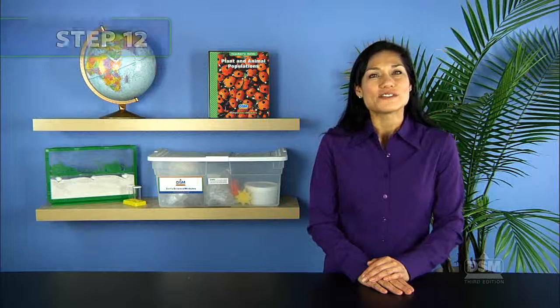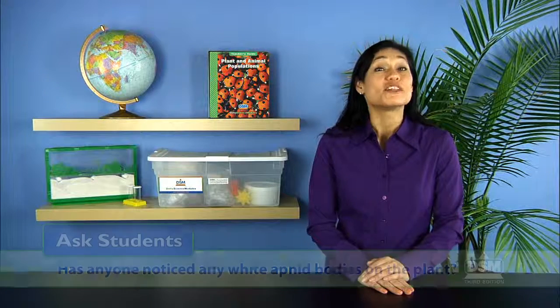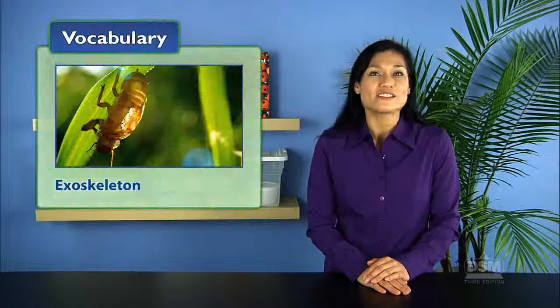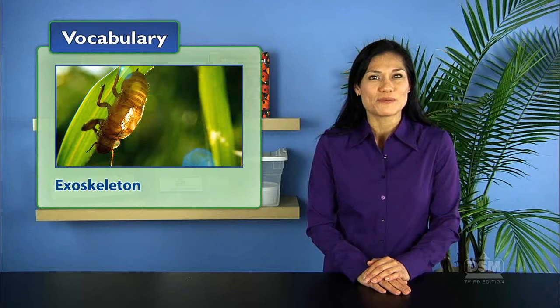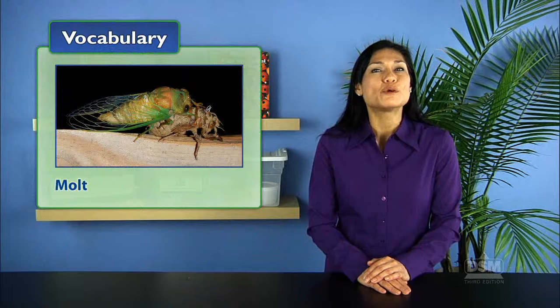Next, ask students, has anyone noticed a white aphid body on the plant? These should be common, and most students should have seen them. Guide students to understand that the aphid, like all insects, has a stiff outer layer called an exoskeleton that covers its body and gives it its shape. Go on to explain that insects molt or shed their exoskeletons when they have grown too big for them.